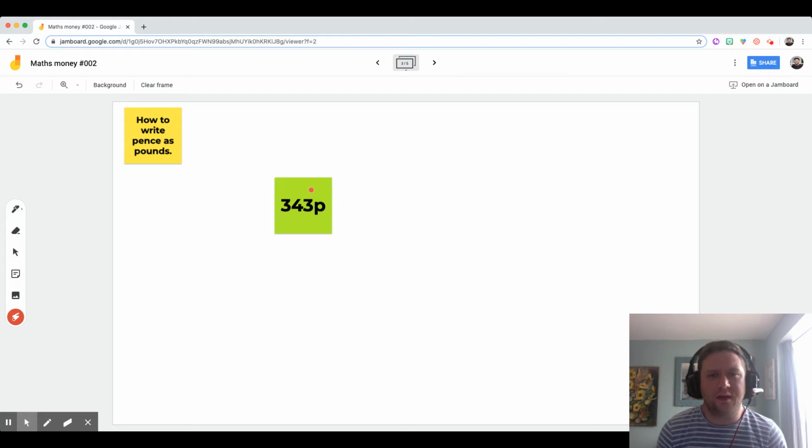So the shopkeeper will want to put it into pounds, so it doesn't seem as expensive, so we're more likely to buy it. The other reason is because we've got those pound coins to make it easier to pay for things and easier to understand and comprehend values in our mind. So how do we write 343 pence as a pound?